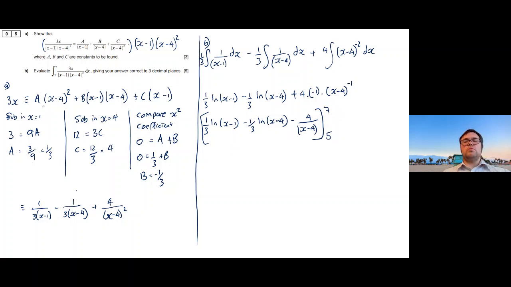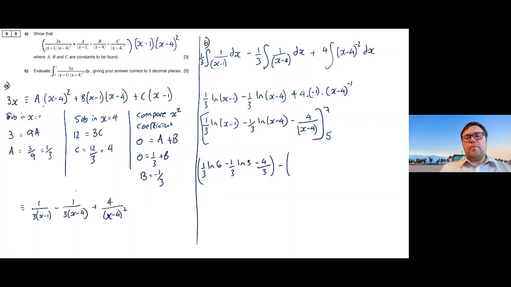Now the limits are between 7 and 5. You have to show how to use the limits, but you have to show the method to pick up the method mark. Now the calculator is going to do all the work for us. So it's going to be 1/3 ln of (7 minus 1), so that's 6, minus 1/3 ln of (7 minus 4), which is 3, minus 4 over 7 minus 4, which is also 3.